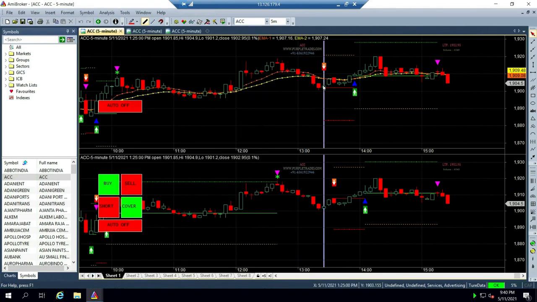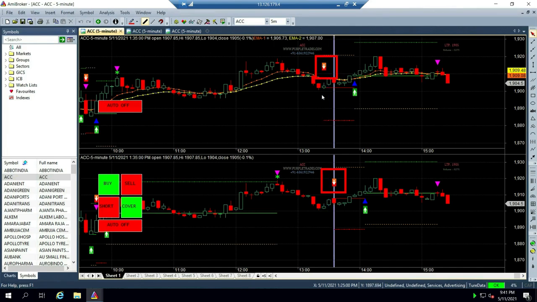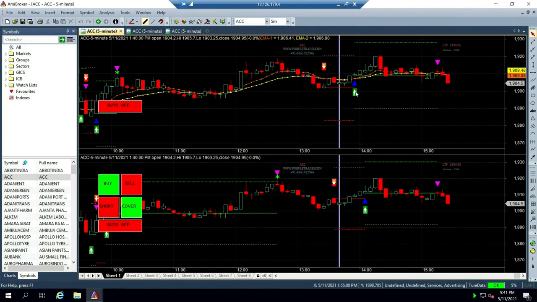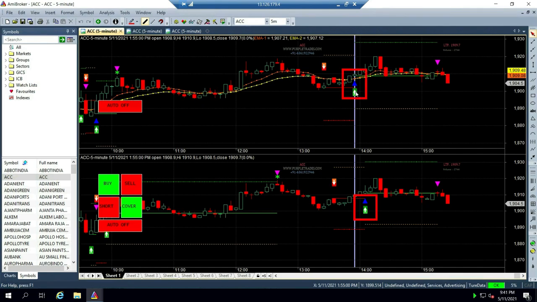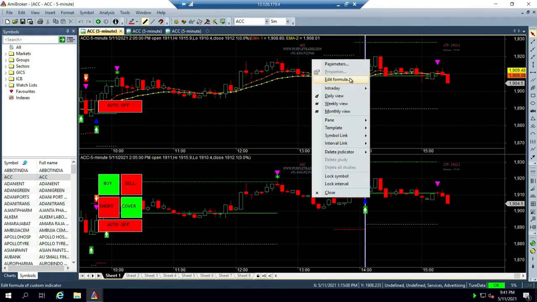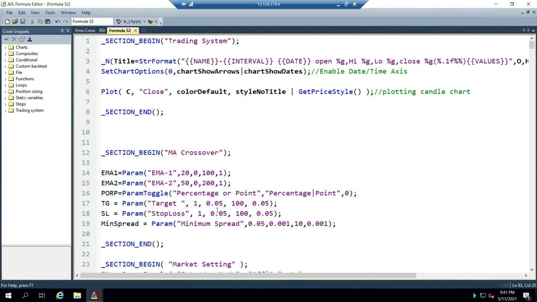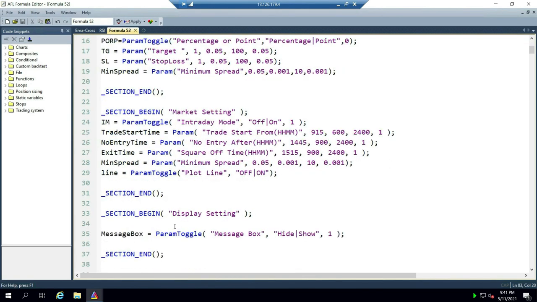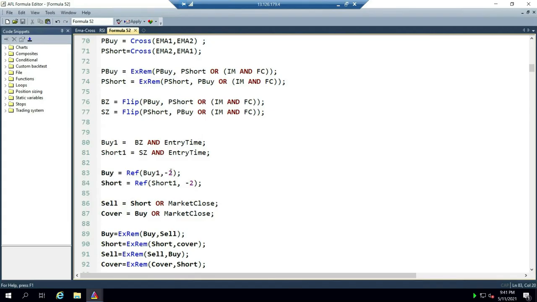So now you can see on this candle we got a short in the first AFL, but in the second AFL we have got it 2 candles ahead. Similarly here we have got an entry on this particular candle, but in the below AFL we have got it after 2 candles. But we don't need to shift it by 2 candles, 1 candle shift is more than enough. So I'll go back to the AFL formula number 52 and make it -1 and -1.